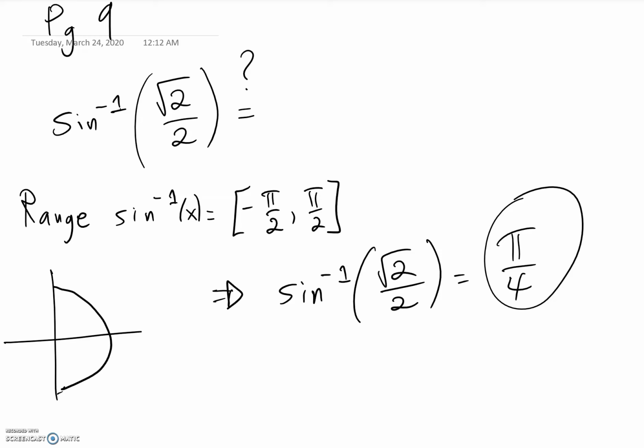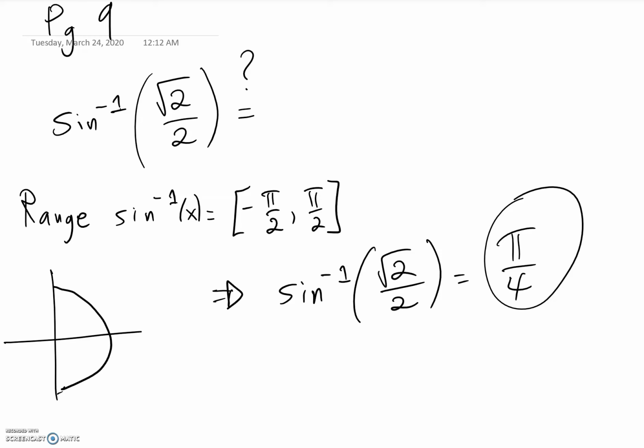The angles that are within the range of sine inverse are angles in quadrant 1 and in quadrant 4, but these are not all going to be positive angles. You have angles ranging from negative pi over 2 to pi over 2. So sine inverse of root 2 over 2, you need to ask yourself this question: sine of what angle equals root 2 over 2? Well, you know that that's a unit circle value, right? Sine of pi over 4 is equal to root 2 over 2. And so inverse sine of root 2 over 2 is equal to pi over 4.